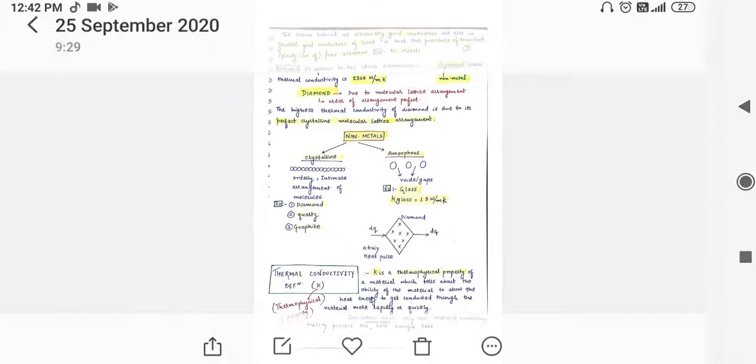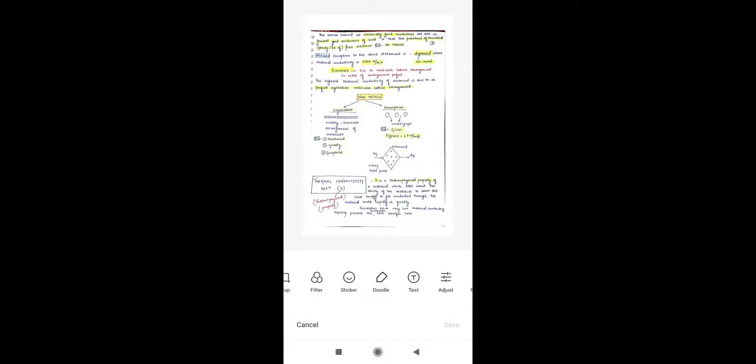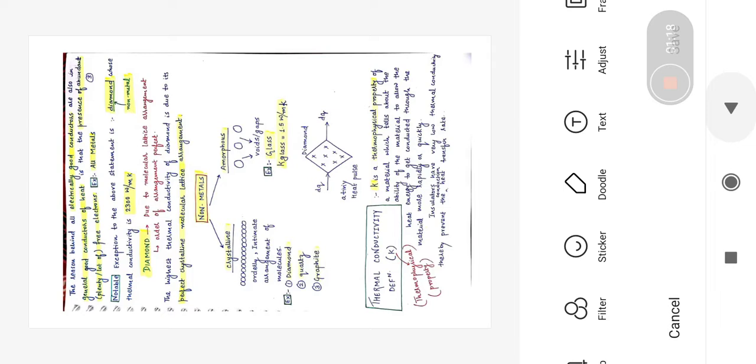Thermal conductivity is denoted by K. It is the ability of a material to allow the heat energy to get conducted through the material quickly. It is a thermophysical property of a material. Materials which have very low thermal conductivity are known as insulators. It prevents the conduction heat transfer rate.